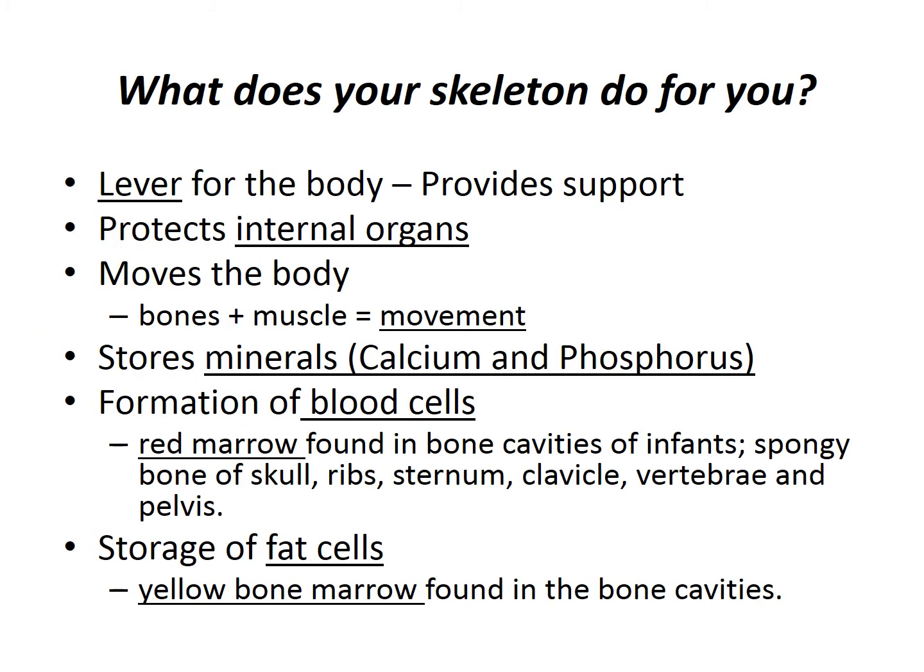When we talk about what skeletons are useful for, first and foremost, it acts as a lever for the body. Our attachment points, where our tendons and muscles are, provide support for the body. It protects our internal organs: our rib cage, our spine, and our skull, naturally. They all protect things that we don't want somebody jabbing at. Without the skeletal system, we wouldn't be able to move our body. So we need our bones and our muscles to produce movement. If our tendons aren't attached to muscles, we're not going to be able to move.